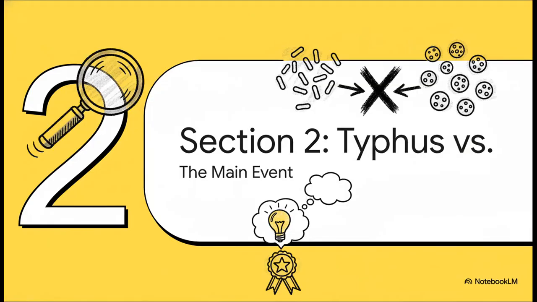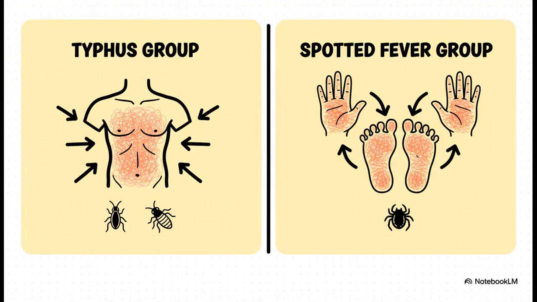And now for the main event. This is the comparison that shows up on exams all the time. If you can nail the differences between the Typhus group and the spotted fever group, you are going to be banking some serious points. Think of this slide as your ultimate cheat sheet.